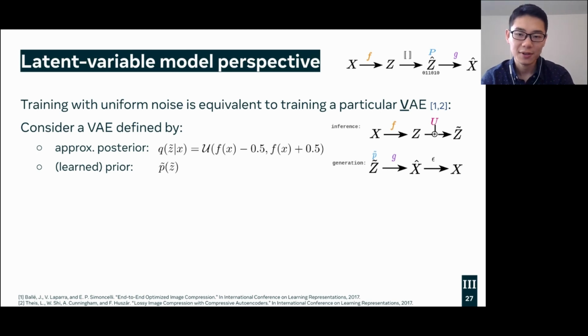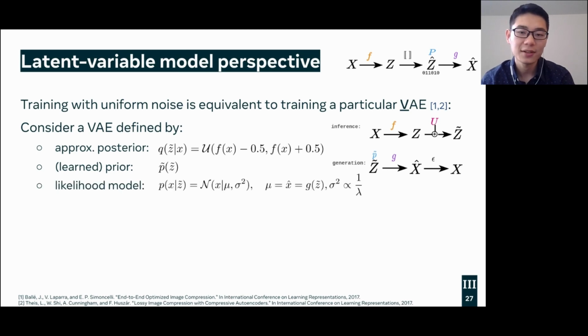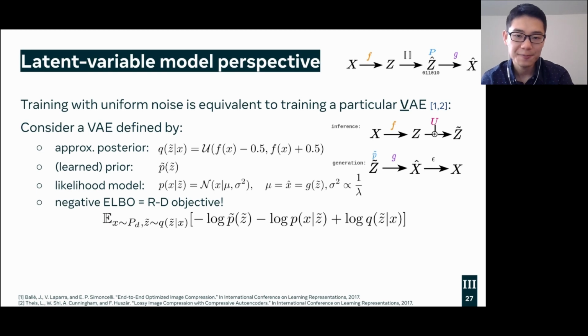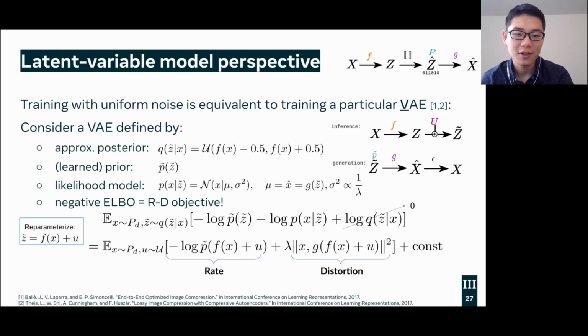Then we run it through a decoder network, and finally add some white Gaussian noise. And specifically, the variance of the noise will be inversely proportional to lambda, which is the trade-off hyperparameter in our RD loss. And together, this defines a Gaussian likelihood model centered with mean equal to the reconstruction x hat and variance proportional to 1 over lambda. And finally, let's write down the negative ELBO objective that we minimize for training this VAE. We see that the log posterior density term evaluates to 0. And then we apply the reparameterization trick, and this gives us the same rate distortion objective for end-to-end training as before, under a squared error distortion function. And this connection between lossy compression and latent variable modeling allows us to apply ideas from generative modeling to lossy compression.